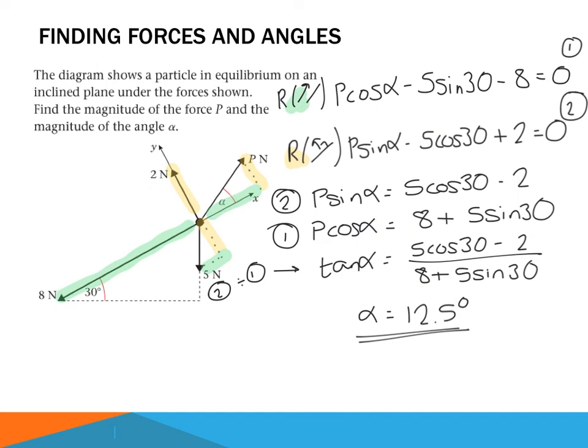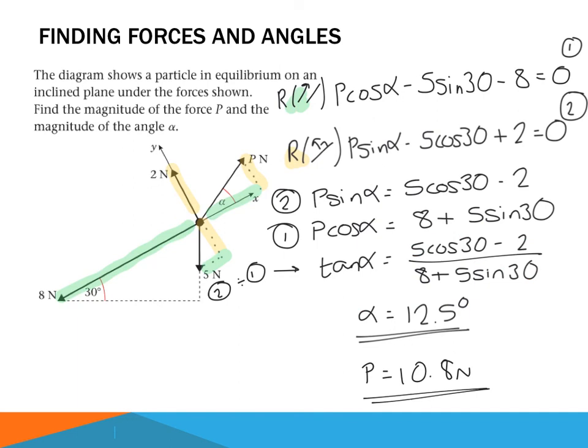In order to find P, we then need to substitute our alpha value back into one of our earlier equations, and you can choose whichever one you want to use. When you do that, it will give you a P value for that final force of 10.8 newtons, correct to 3 significant figures.